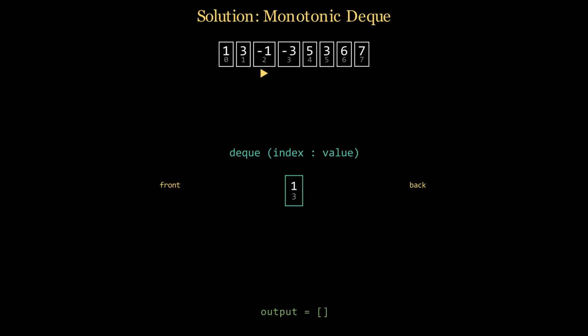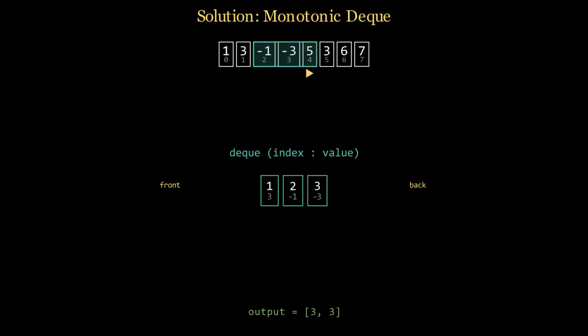Third element, value -1 at index 2. Value -1 is smaller than the back, so we push it to the back. We have now processed the first k elements. This is our first window of size k. Fourth element, value -3 at index 3. Value -3 is smaller than the back, so we push it to the back. Window max is 3, we add it to output.